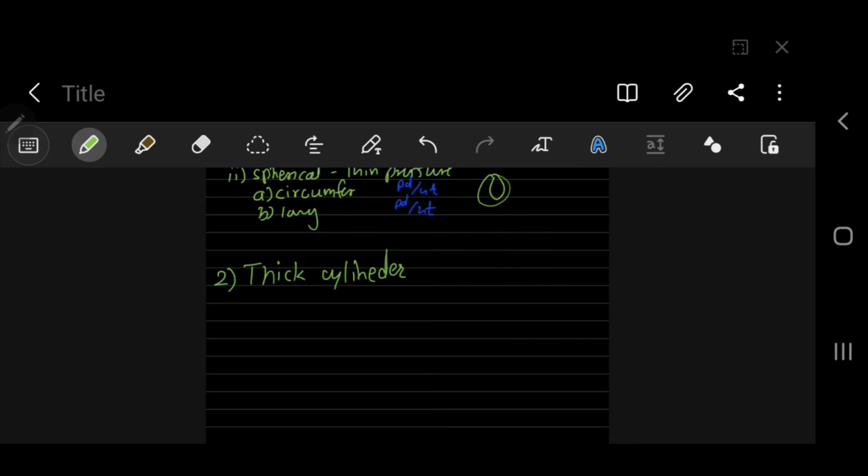Okay, so we are considering only the thick cylinder because it's mostly used. Now the first case is a cylinder subjected to internal pressure plus external pressure.